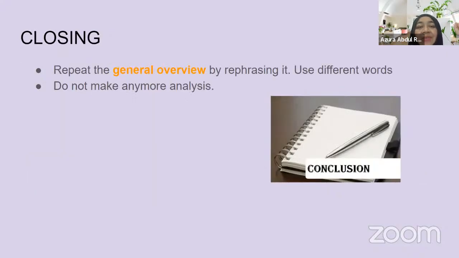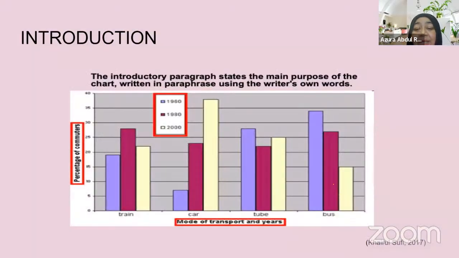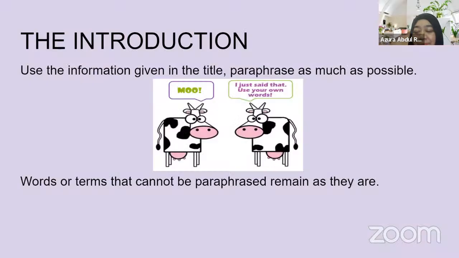Okay, and repeat the general overview by rephrasing it. Use different words. And do not make any more analysis. Leave it as it is. Stop there, like what I said just now about this one here. Okay, the number of cars were used the most and the number of buses were used the least. Full stop. That's it. That's your conclusion.